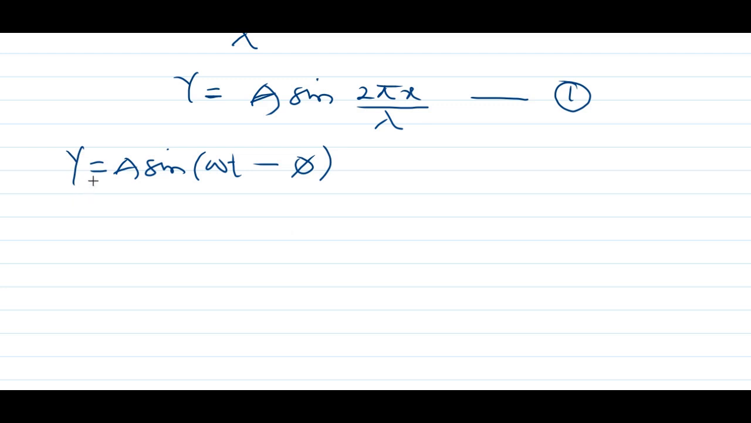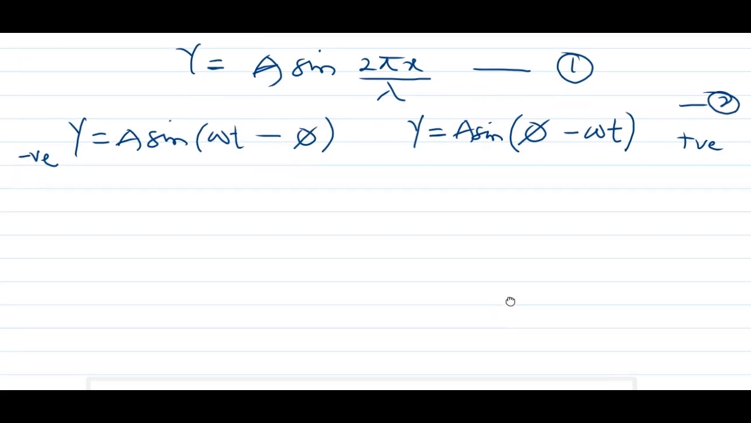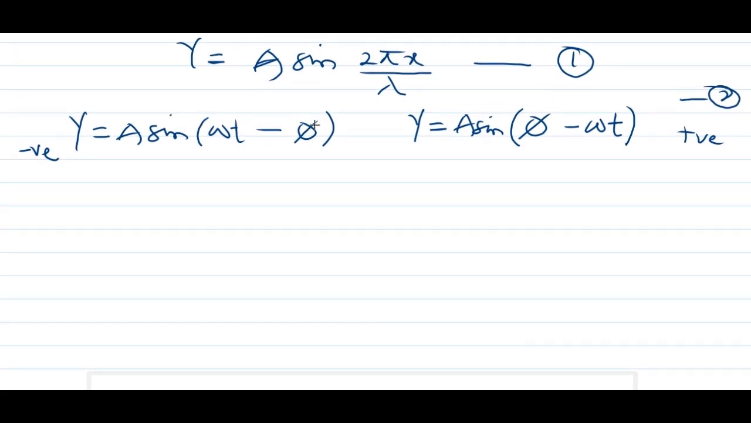So what's the difference? Here we have y equals A sine omega t minus phi. This is negative x direction. For the positive, we have y equals A sine phi minus omega t. So we can call this equation 2. The only difference is you interchange the position of the terms.